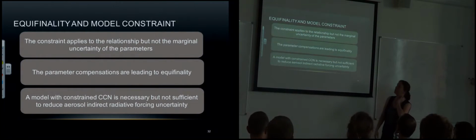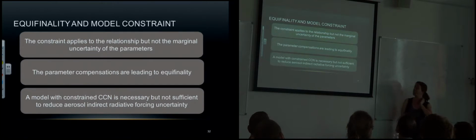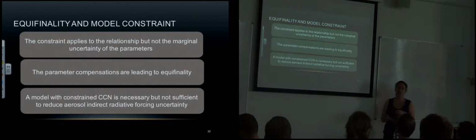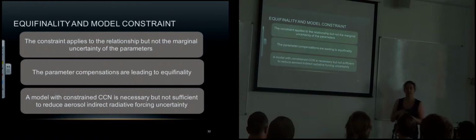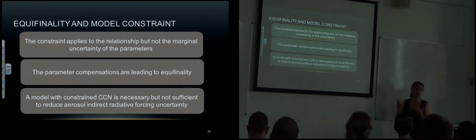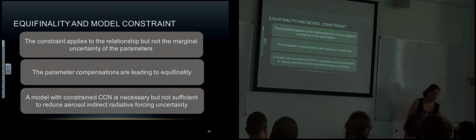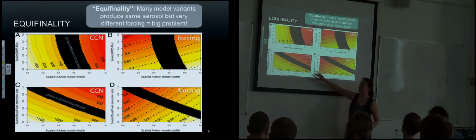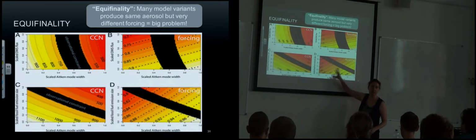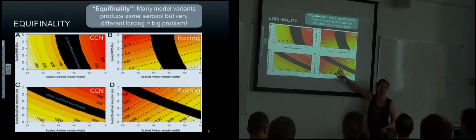Okay, so the constraint applies to the relationships, but it doesn't apply to the marginal uncertainties of those parameters. So if the relationships change, you still get anything across that width. If the sensitivities are different, then learning about one does not tell you about the other. So we have both of those problems. These aren't synthetic in terms of this surface has come from our model. These are real grid boxes. Okay, so this is really happening within the model.